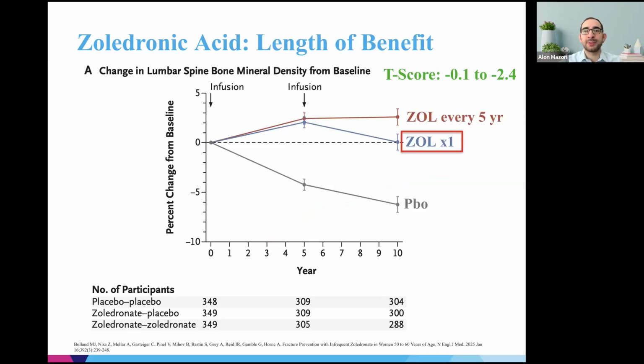Here, if we wanted to get a sense of the length of benefit of zoledronic acid, we need to use studies in individuals not with osteoporosis because the extension studies for osteoporosis did not fully answer this question. This study showed that for individuals with a t-score between -0.1 and -2.4, 1 dose of zoledronic acid preserved lumbar spine bone mineral density for up to 10 years.